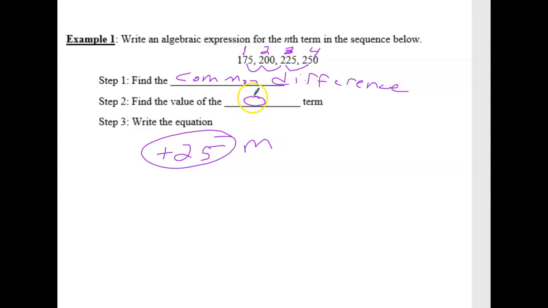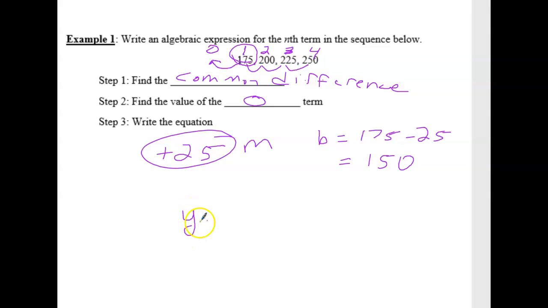The next thing we want to find is our zeroth term. So again, I labeled this 175 as our first term. So the zeroth term is going to be the number that would come right before 175 if we were to rewind this pattern. So to find our b, we take our first term, which is 175 in this case, and we're going to do the opposite. So instead of adding 25, we're going to subtract 25. So our starting point, or the zeroth term, is going to be 150.